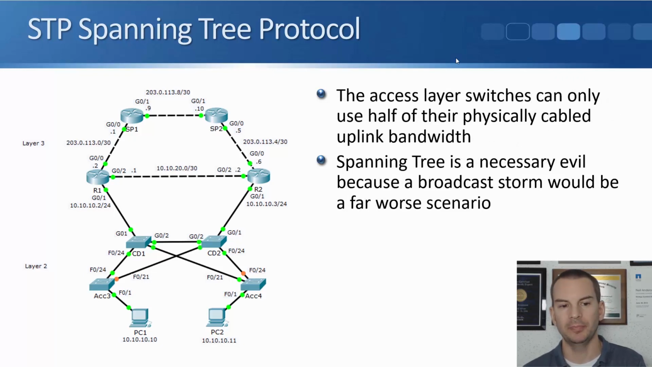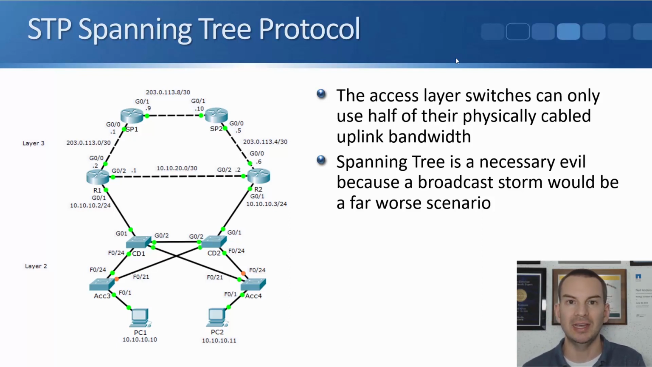But if you look at it now, before, from Access 3, if both uplinks, Fast 0/24 and Fast 0/21, were up, if we weren't blocking any ports, then we would be able to send traffic upstream to both CD1 and CD2 via the Fast 0/24 and the Fast 0/21 interfaces. Let's say that those are 1 gig interfaces. We would have had 2 gigs worth of uplink bandwidth. But because one of those ports has been shut down, we're only using half of our available physically connected uplink bandwidth. We've only got 1 gig's worth of uplink connectivity rather than 2 gig.